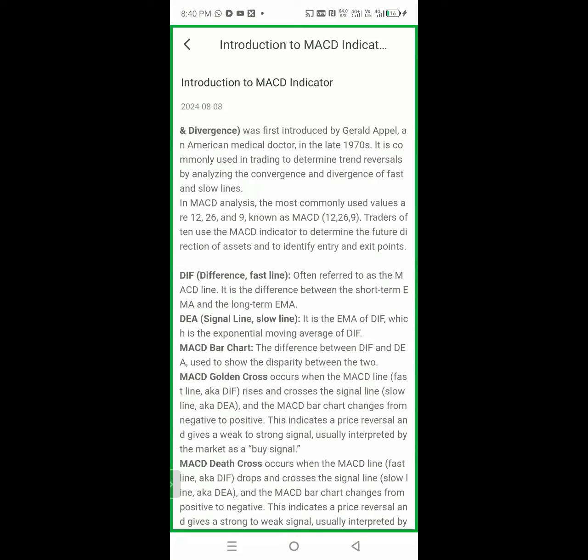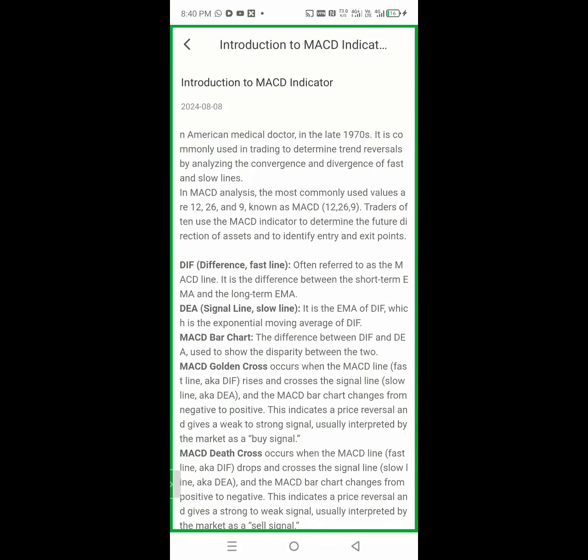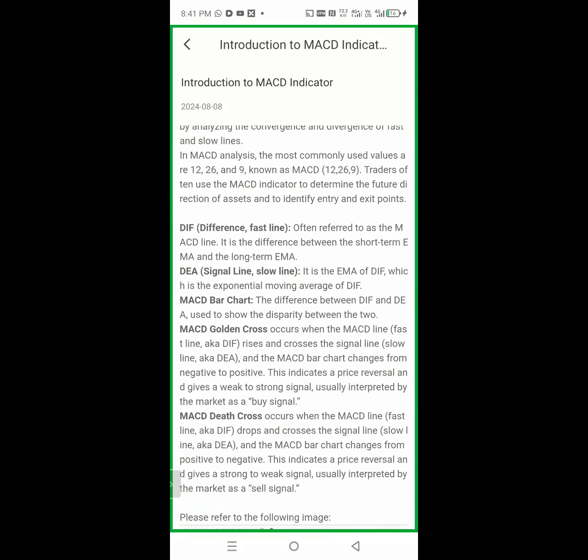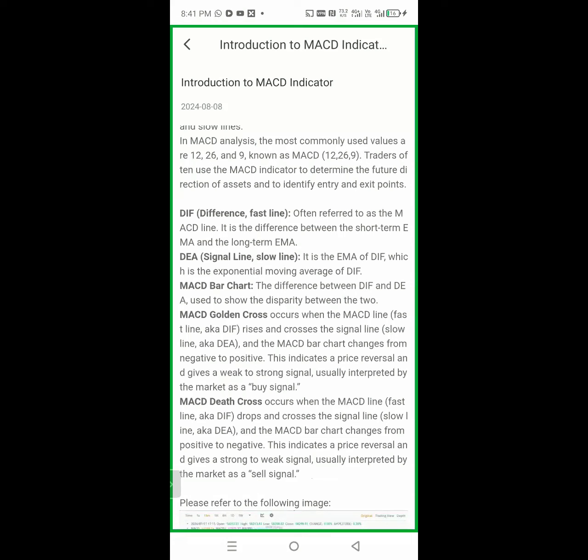So you see all these things, which is the exponential moving average of the fast line. Okay, MACD bar chart: the difference between the DIF and the DEA, used to show the disparity between the two. Then the main topic now, the MACD golden cross.